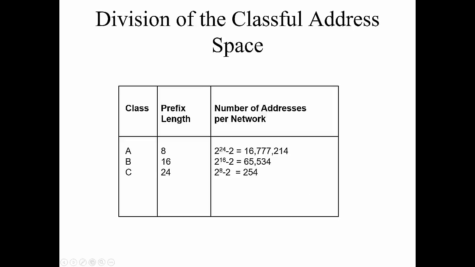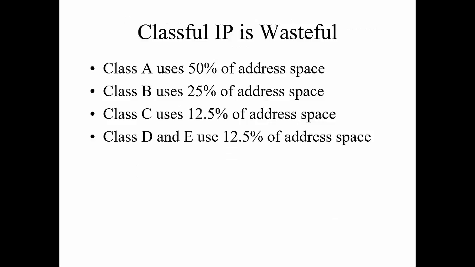So let's talk about the waste of this. Class A uses 50% of the address space. Class B uses 25%. Class C uses 12.5%. And Class D and E, which are reserved, use another 12.5%. Very wasteful.